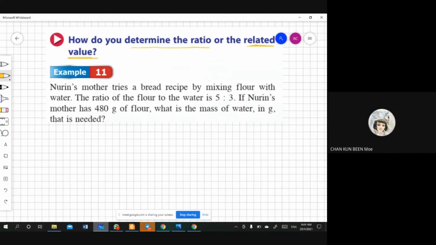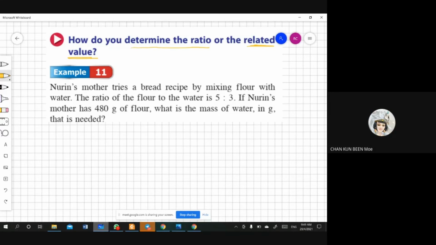Nurin's mother tries a bread recipe by mixing flour with water. The ratio of the flour to the water is 5 to 3. If Nurin's mother has 480 grams of flour, what is the mass of water in gram that is needed? Needed. Thank you very much, Jaden.